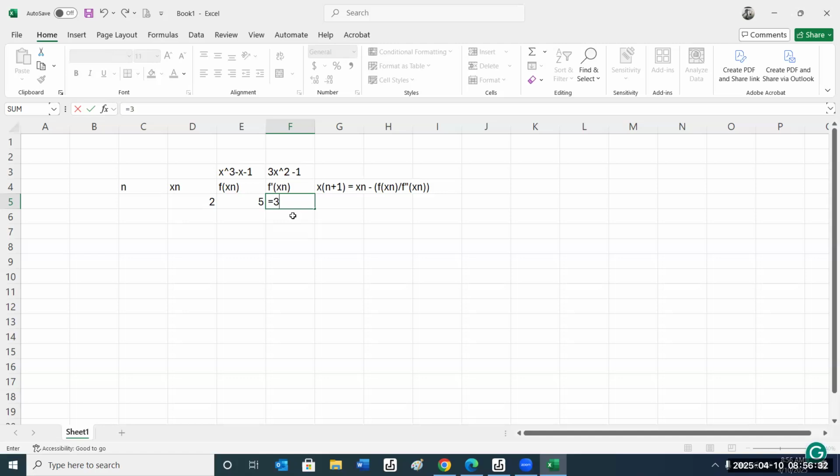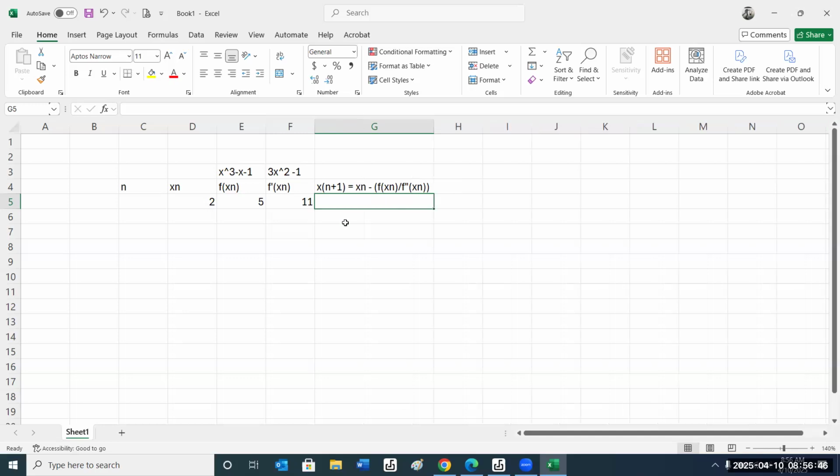I want it to look like 3 times, what is my x? That number is my x. And I square it, minus 1. So now in this column, I'm going to put that formula. My first part of the equation is my input. That's this one. Minus, in parentheses, I take my top number, my f of x, divided by my f prime. There.